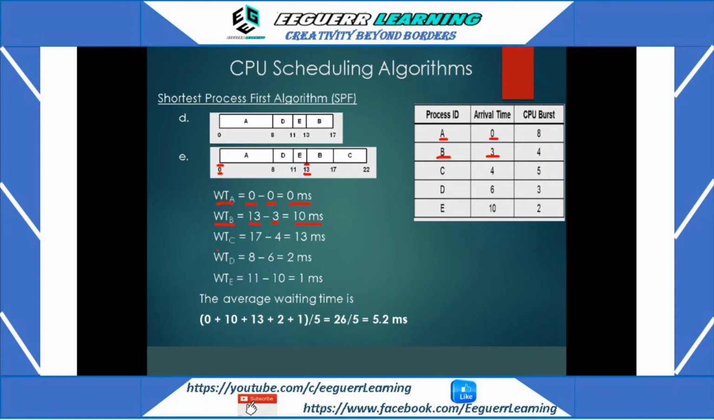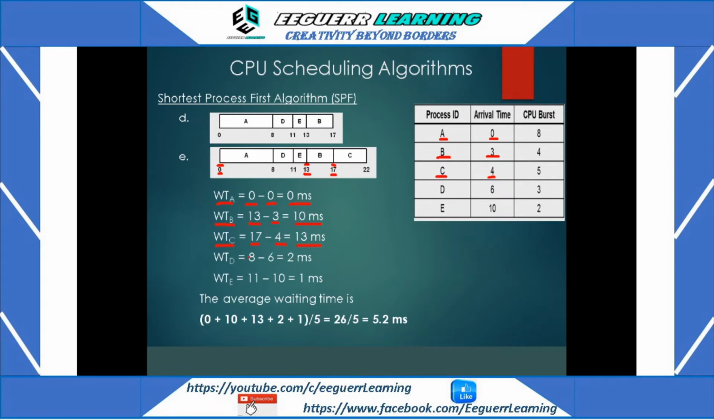So next, solve for the waiting time of letter C or the process C. The same method, look at the tail of letter C, and here is the tail of our letter C or the process C. Get the value and place it here, which is 17. And look at our table for process C and get the arrival time of 4 and place it here. And subtract the values. 17 minus 4 is 13 milliseconds.